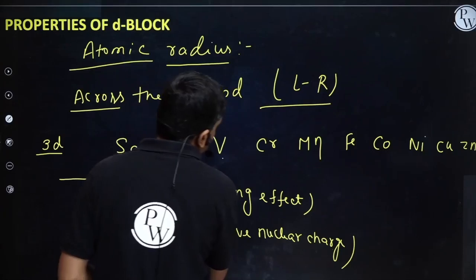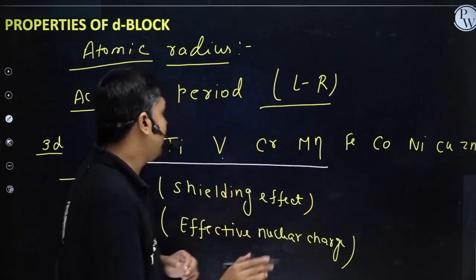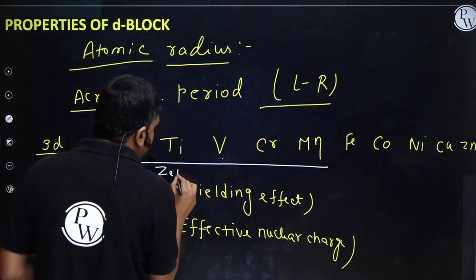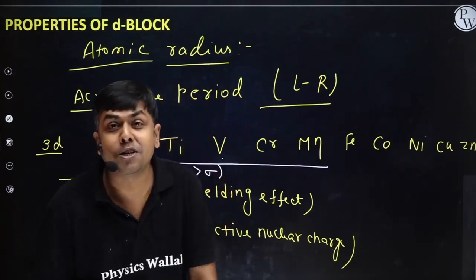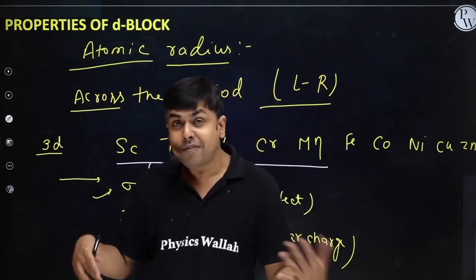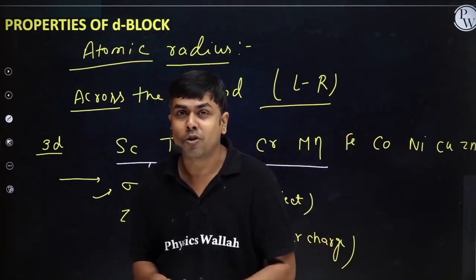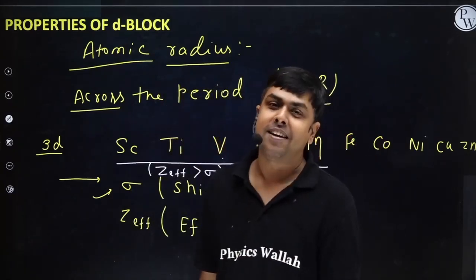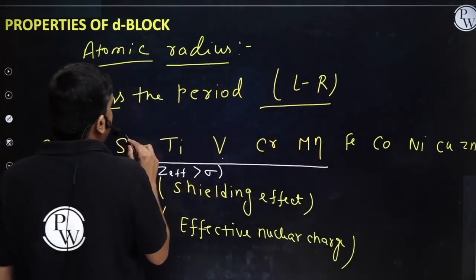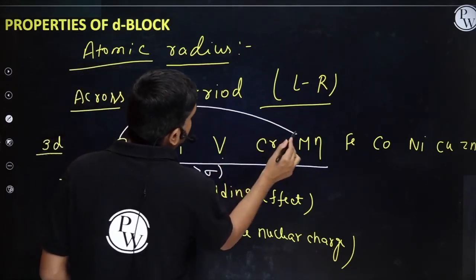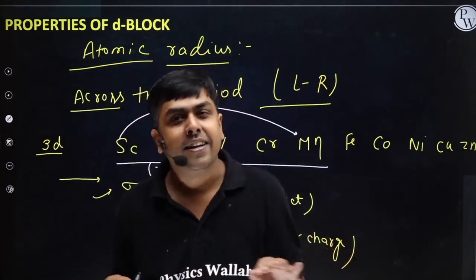to manganese, from scandium to manganese, basically Z effective dominates over sigma, the screening constant. So if Z effective dominates over sigma, what will happen? If effective nuclear charge dominates over repulsive force, the net force will be towards the nucleus, and because of that, size will shrink. So as we move from scandium to manganese, atomic radii decreases. Am I clear?